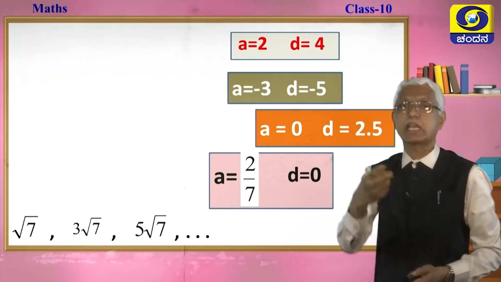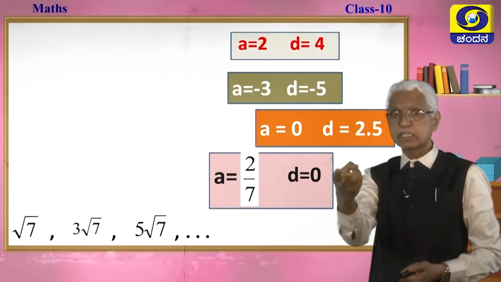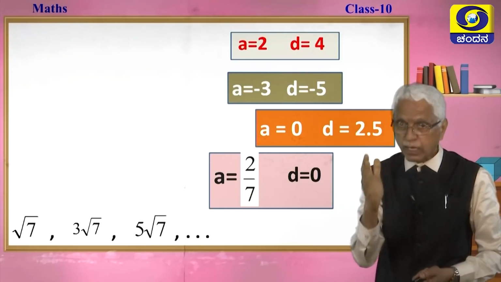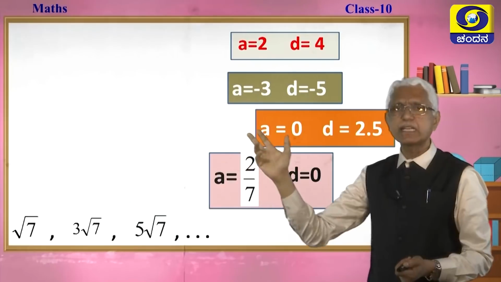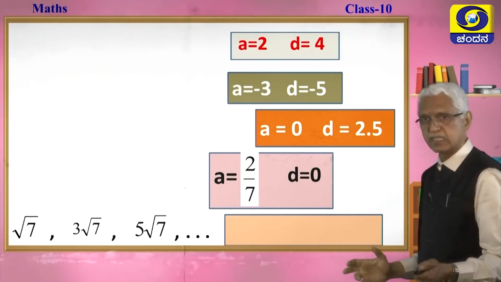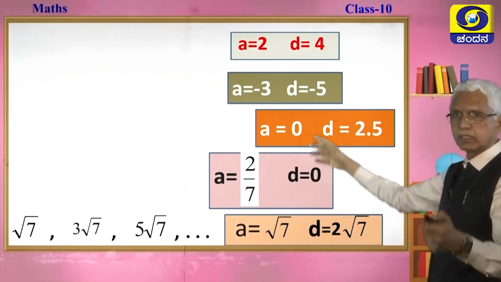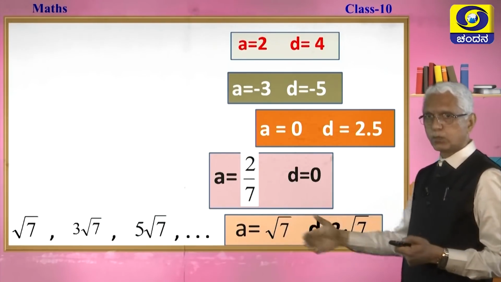Sir, why do you take second minus first always? Why don't you take third minus second? Take 5 root 7 minus 3 root 7. What is 5 root 7 minus 3 root 7? It is 2 root 7. Any two consecutive terms you can take to find out the common difference. Am I right? That is good. So, the first term is root 7 and the common difference is 2 root 7.